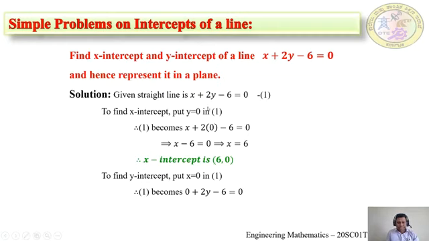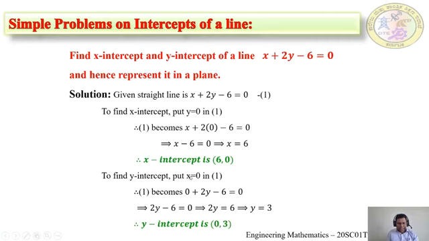Equation 1 becomes 0 plus 2y minus 6 equal to 0. So it will become 2y minus 6 equal to 0, which implies 2y is equal to 6. Therefore y is equal to 6 by 2, that is 3. Therefore the y intercept is 0, 3.